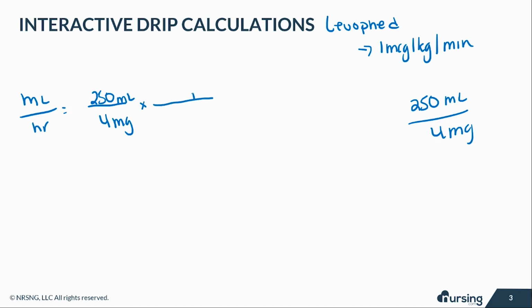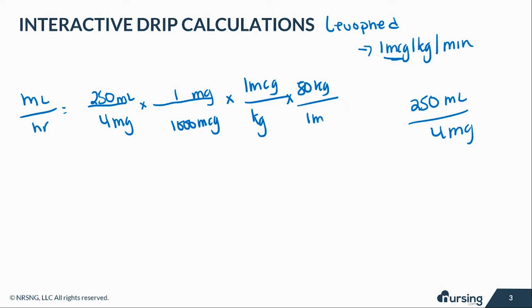Well, I know that I need to start with milligrams, but I need to convert it over to mics because my order is in mics. So I'm going to have to do some conversions. So 1 milligram over 1,000 mics. And now I can put my mics up here over kilograms times, let's say this patient weighs 80 kilos over a minute, but I'm solving this problem in hours, so I need to convert that over.